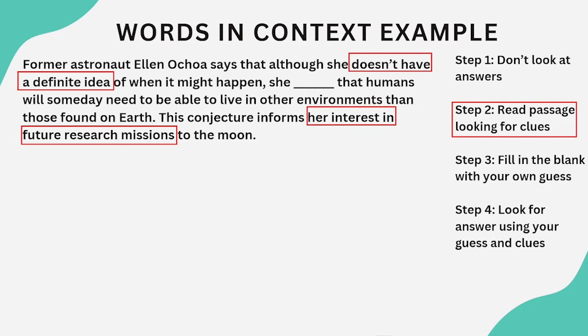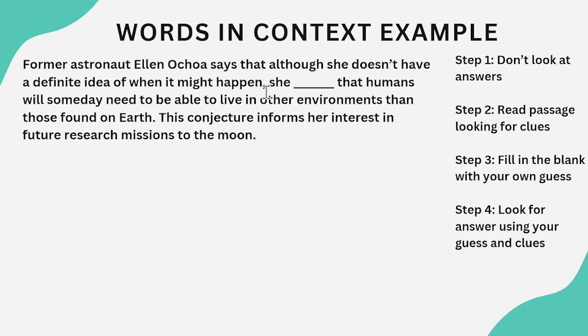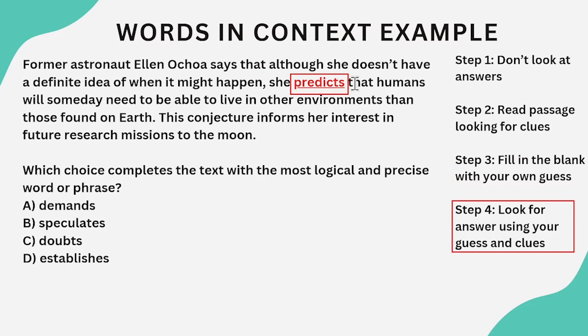Okay. So now let's try to give a word here. So she's not sure about it. So she maybe doubts that humans will someday need to be able to live in other environments than those found on Earth. Or it seems she thinks it's likely. So because she has an interest in doing future research missions to the moon to get humans off Earth. So maybe she predicts it will. So predicts might work well. So let's go with the word predicts. And now after here, we can look at the answers and find one that's similar to predicts.